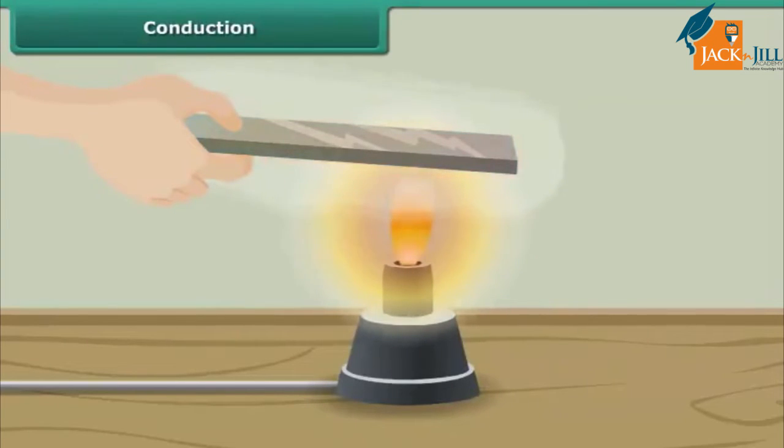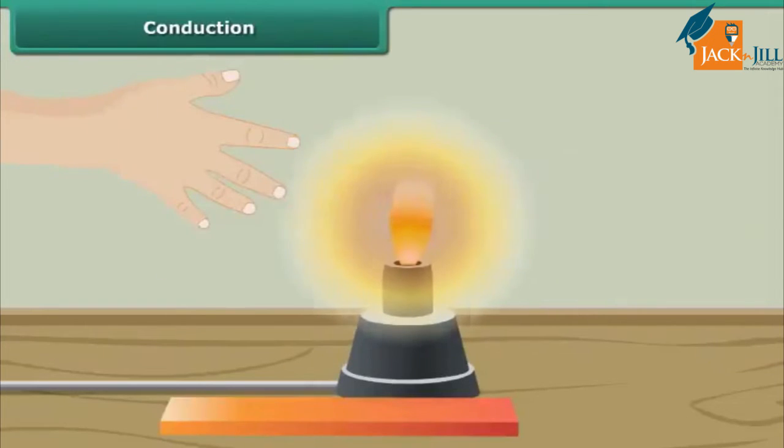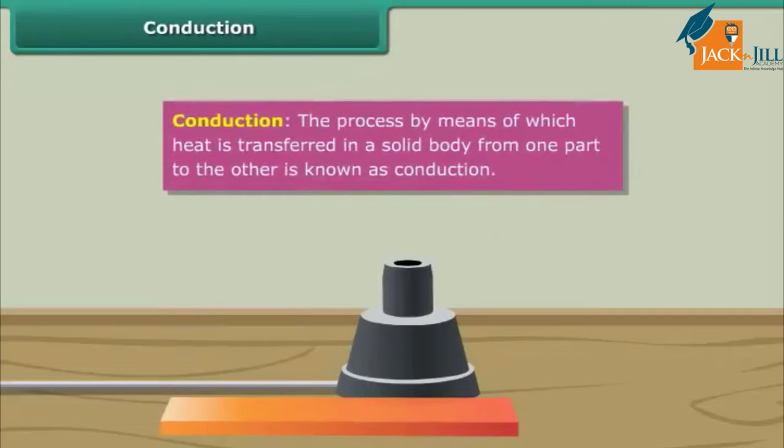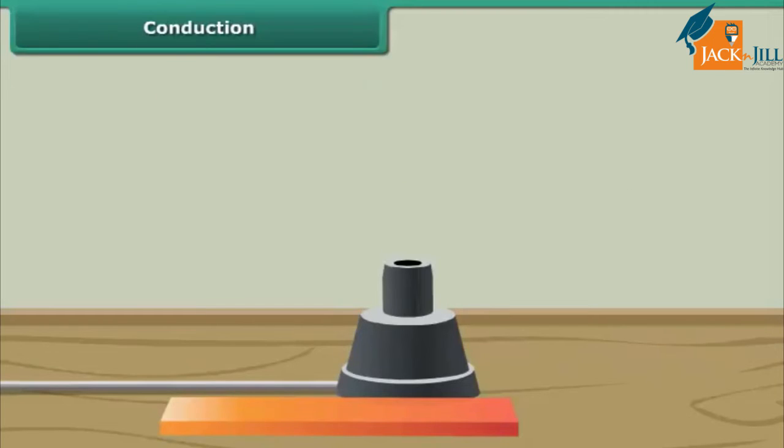Take a metal rod, hold one end, and heat the other end. In the beginning, the end of the rod in the hand is not hot. However, very soon we find that the end becomes hot and we are not able to hold the rod any longer. It means that some heat has been transferred. The process by means of which heat is transferred in a solid body from one part to the other is known as conduction. Conduction happens mainly in solid. Note that conduction is not possible in vacuum.